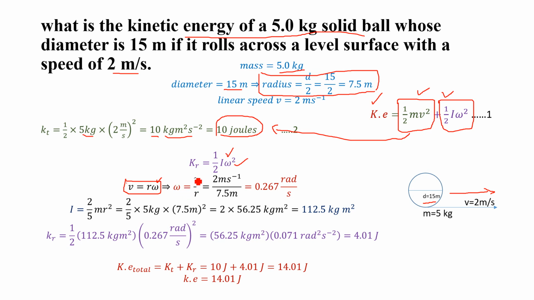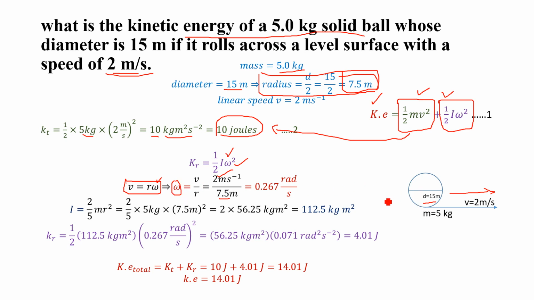So we will have omega is equal to v divided by r, where v is the translational velocity and r is the radius. The translational velocity value is given as 2 meter per second, and the radius is also given as we have determined from the diameter. The radius is 7.5 meter. So substituting the values, we will get 2 divided by 7.5. Dividing this 2 by 7.5, we will get 0.267 radian per second, and this is the rotational velocity of this ball.